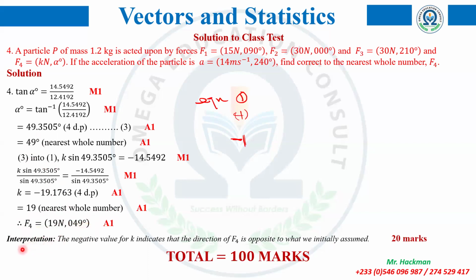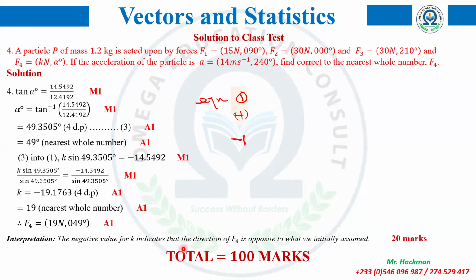And this is the interpretation for those of you who would want to know why it is negative. I have indicated that here. The negative value of K just indicates that the direction of F sub 4 is opposite to what we initially assumed. So if you assumed that it was in this direction, now upon your calculation, you realize that it is in this direction, and vice versa, as simple as that. Any direction that you initially assumed, it is now opposing that. So question 4 will be 20.